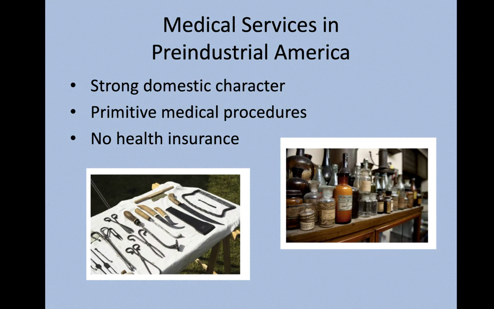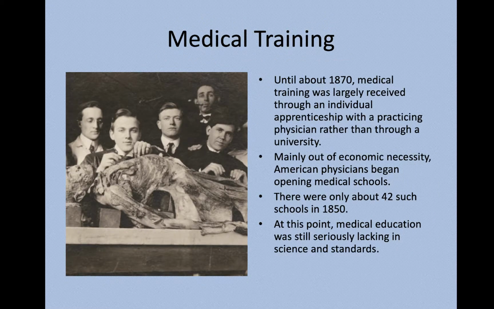So medical services in pre-industrial America were very domestic in character, which means that they were based on relationships. Medical procedures were primitive, they used primitive techniques, and nothing was really proven. They would have herbal remedies and use different tools, and we did not have health insurance. It wasn't until about the 1870s that medical training was largely received through individual apprenticeships rather than going to a university.